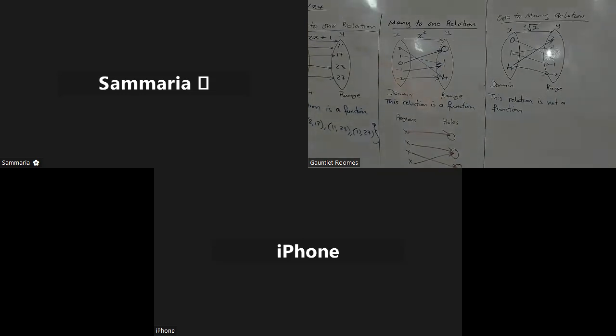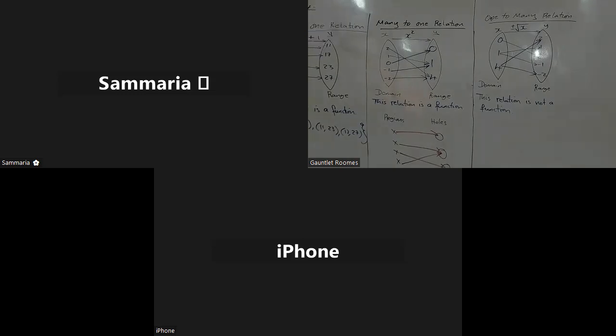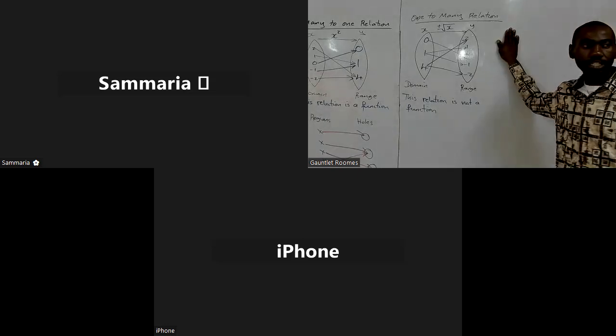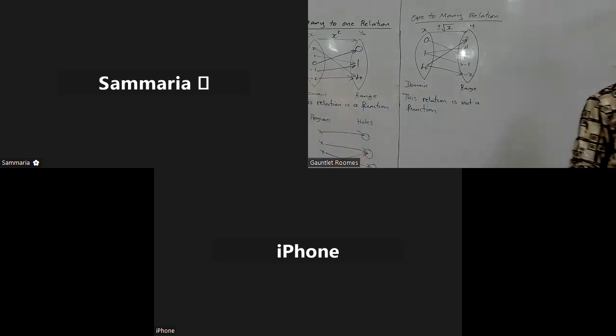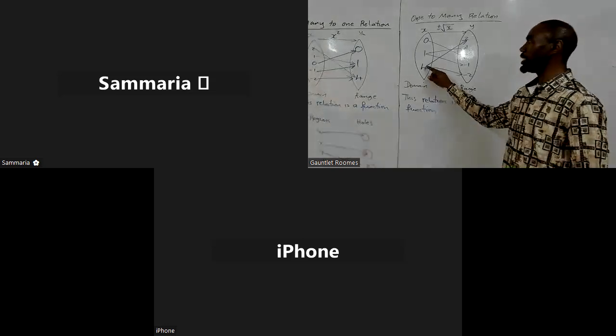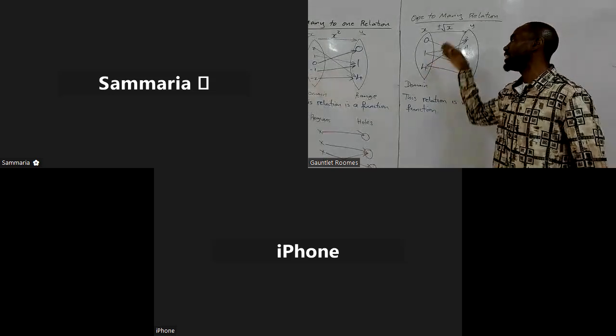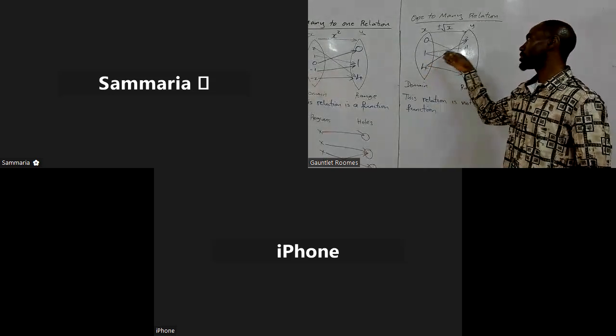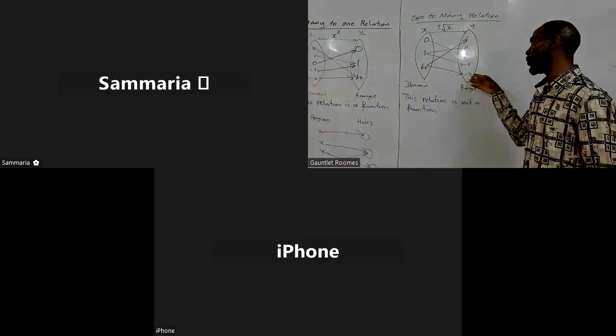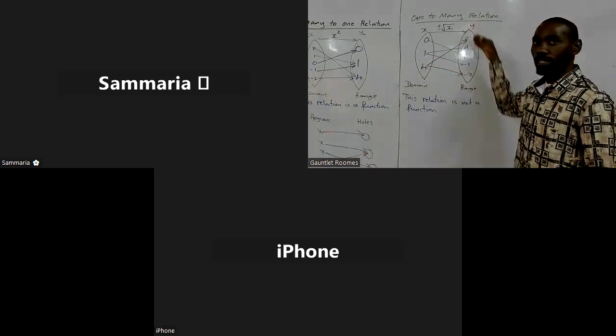All right, and then looking at the many to one relation, we would have concluded from this relation that it is not a function. And how do we know that it's not a function? Because each element over here, we have at least an element here that maps to more than one element in the range.